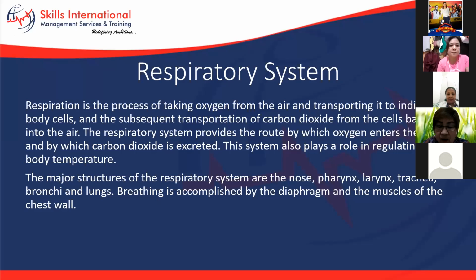So that means we are exhaling the dirty part, the toxins that we inhaled that are not absorbed by the body. The major structures of the respiratory system are the nose, the pharynx, the larynx, the trachea, the bronchi, and the lungs. Breathing is accomplished by the diaphragm and the muscles of the chest wall. You can feel the diaphragm going up and down as we breathe. Together, our diaphragm and the muscles in the chest wall carry out the breathing process.